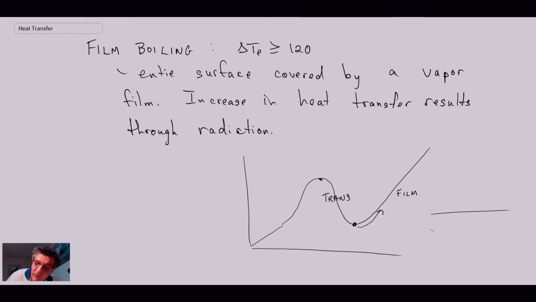And so what's happening in this film region is the increase in heat transfer is due to radiation. Because if we look at our wire, it would be completely blanketed with this vapor film. And consequently, the convective heat transfer has been minimized, and the temperature of the wire is going up. And then it becomes radiative heat transfer. And so our temperature, if you recall, this is delta TE here, can start to go up relatively quickly as we increase the heat transfer in watts per square meter.